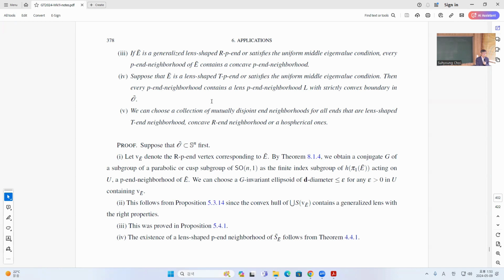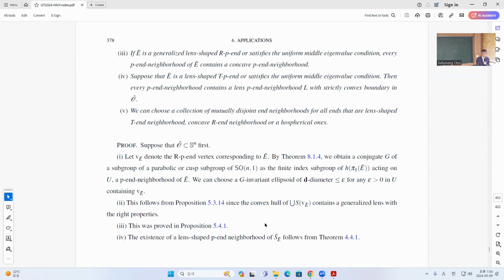And then if you have any lens TN neighborhood, then any PN neighborhood will contain the lens neighborhood with the strictly convex boundary. And also you can always choose some mutually disjoint set of lens shape end neighborhood and concave end neighborhood and horospherical end neighborhood. Okay. So for one, you need to use this sphere, so you can always get a smaller and smaller orbifold, I mean ellipsoid where it acts on, because this is the parabolic cusp group of SO(n,1) up to conjugacy, and then you can always do that. And then for two, you just need to worry about this kind of thing.